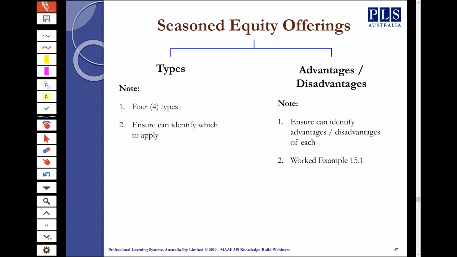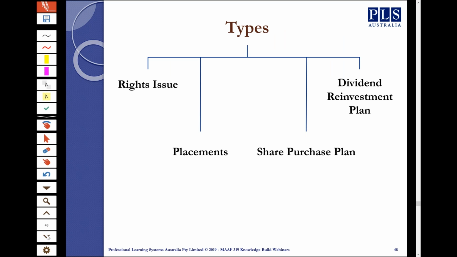And I'd also make sure that I can, on the basis of worked example 15.1, identify advantages and disadvantages of each. So the four are your rights issue, your placements, your share purchase plan, dividend reinvestment. All I'm going to request, if you're in the exam and having to consider a source of finance from an equity perspective, and it's a listed entity, understand you can't talk IPO. You're going to have to talk about it in one of these forms.